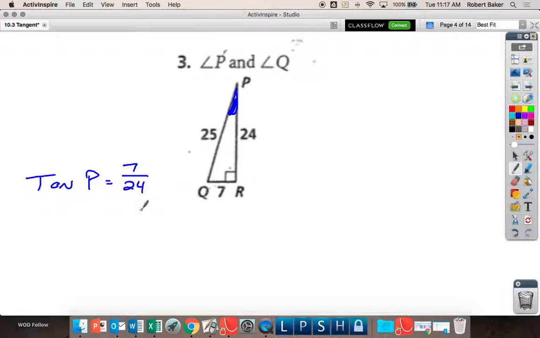Okay, now if I'm going to tangent from Q, or the tangent of Q, it's 24 over 7. Are y'all seeing a pattern at all? Yes. If you flip to the opposite angle, it's the reciprocal of the other.